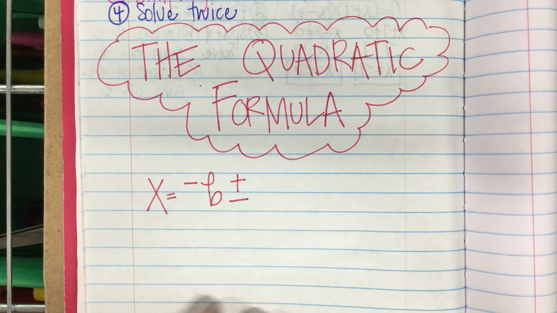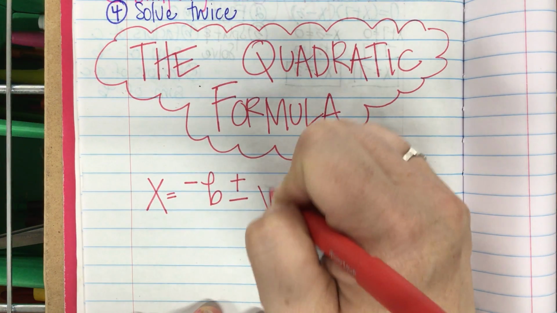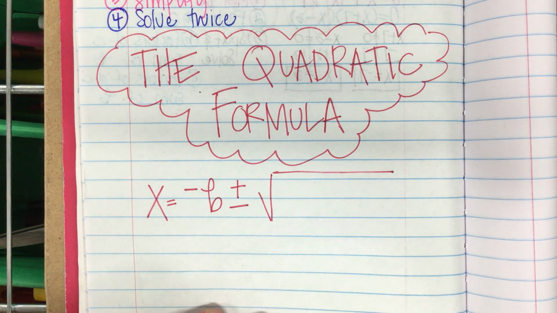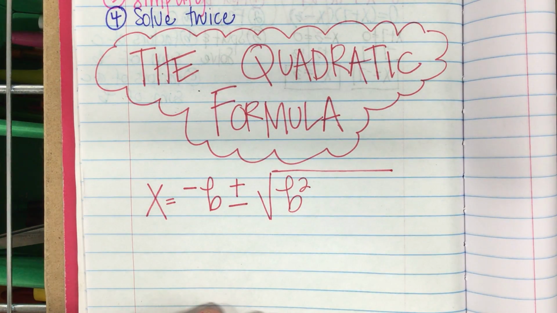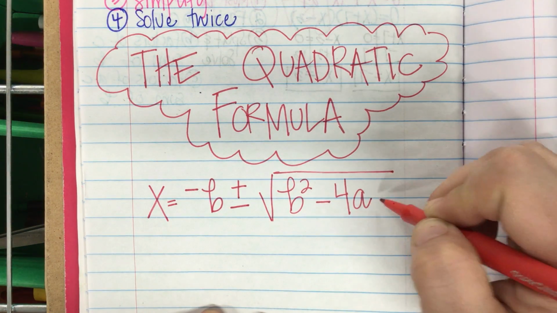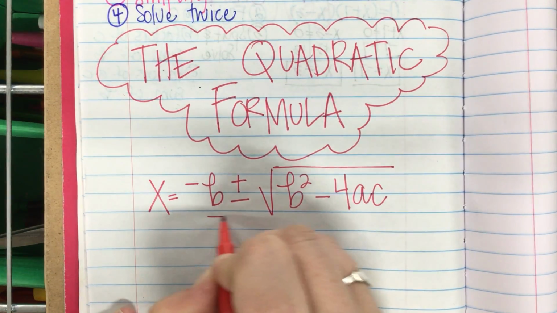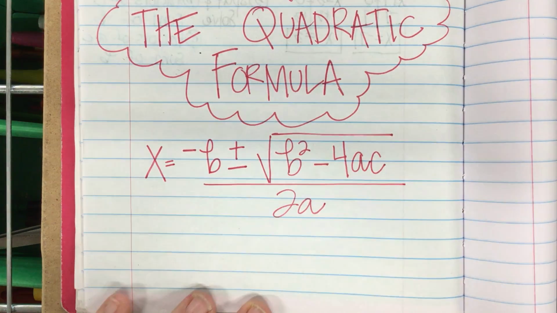X equals negative b plus or minus the square root of b squared minus 4 times a times c, and all of that divided by 2a.